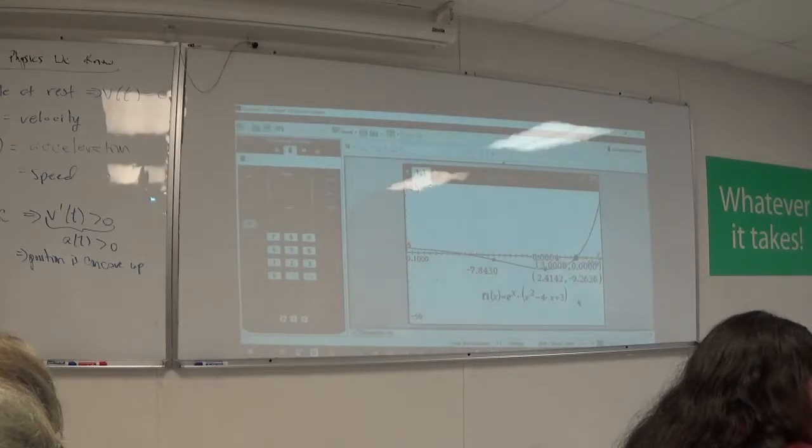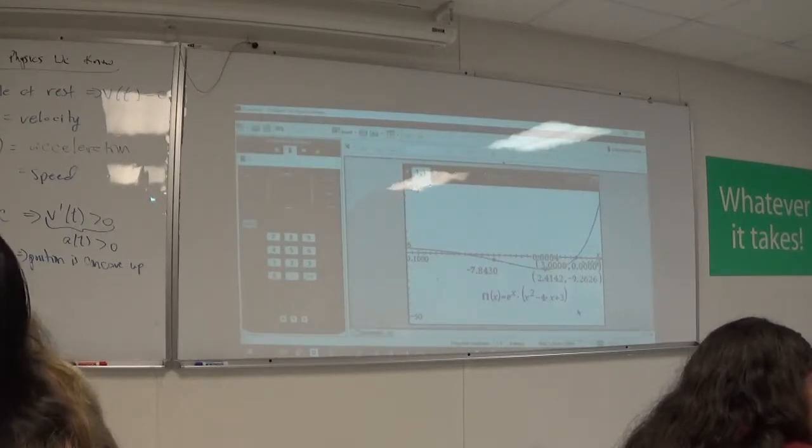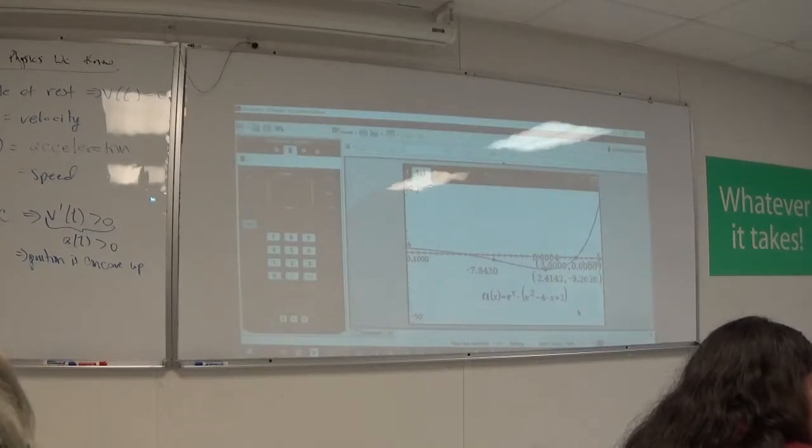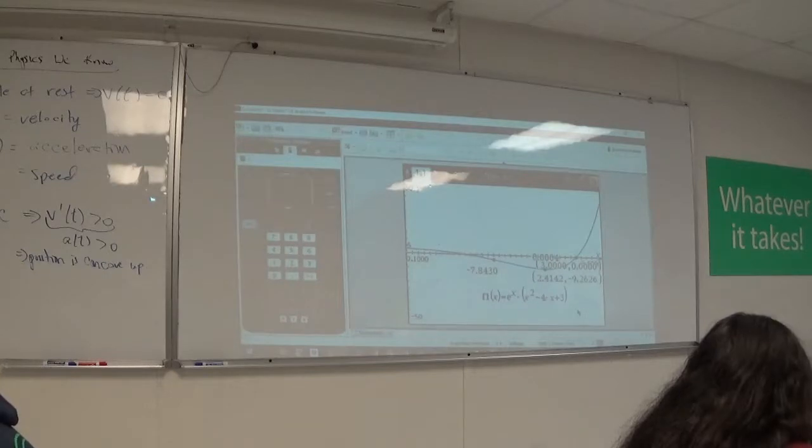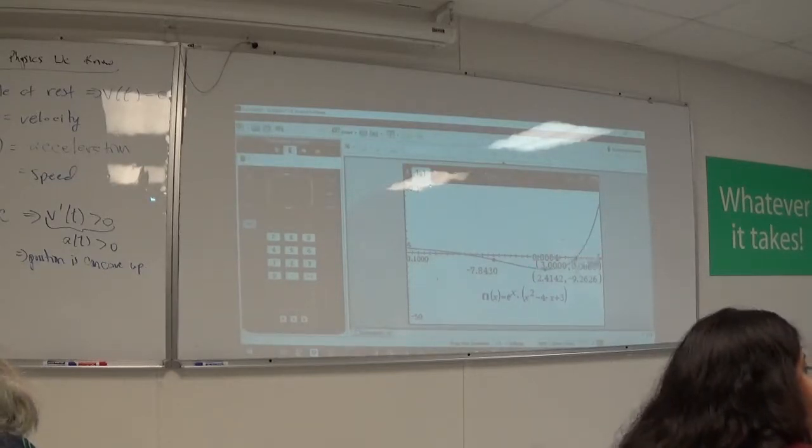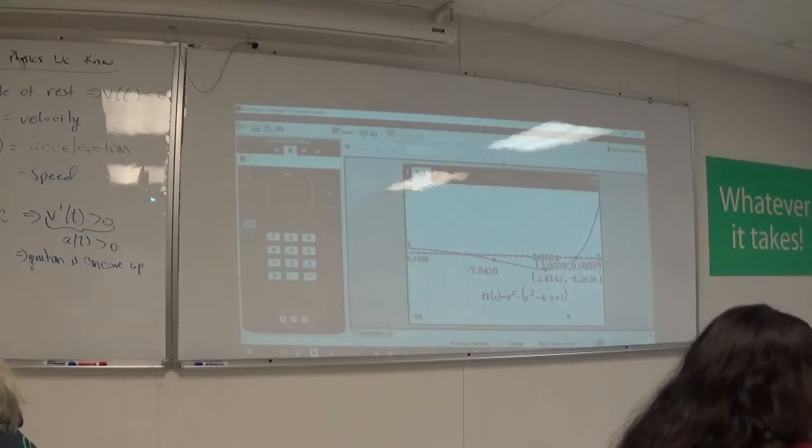You tell me for sure, but at the minimum, what's the acceleration? When it starts, it's already positive, and then it goes negative. What's happening at the minimum? Acceleration is the derivative of the velocity. Yeah, how does that help?